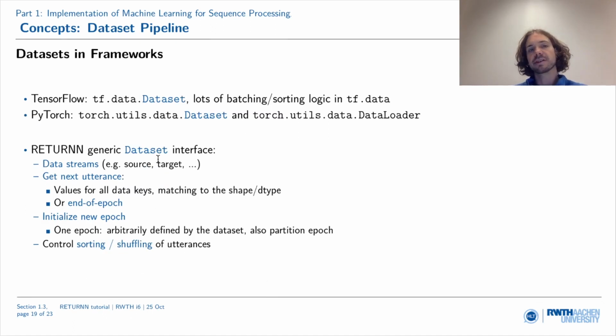So the standard dataset in frameworks looks very similar nowadays. TensorFlow has this dataset, PyTorch has this dataset, Return also has a dataset. And they all look quite similar. You have data streams. Then you have some API to get the next utterance. Now a bit special about Return is that we also have an end of epoch signal, which we can get here, and some API to initialize a new epoch. And also sorting, shuffling per epoch. So this is kind of extra in Return.